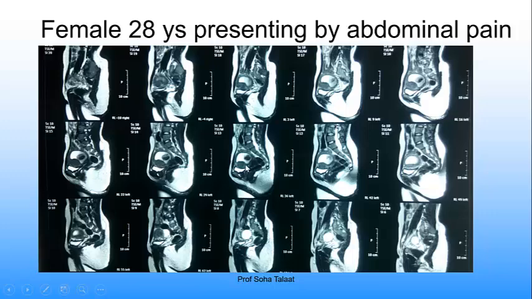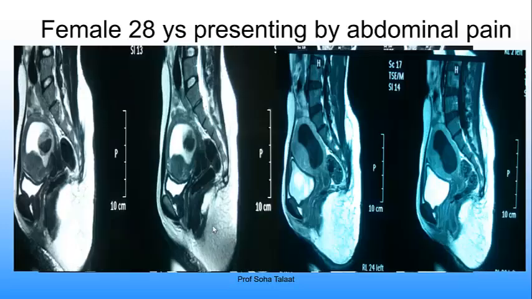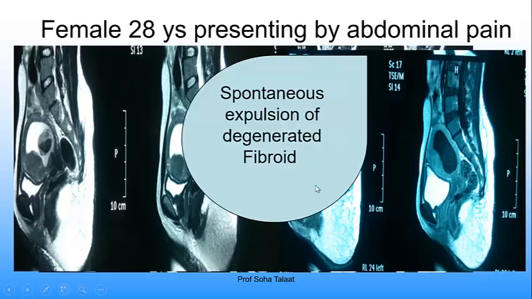There is a myoma in the anterior wall here. We couldn't say what this is. We said that there is an intracavitary complex cystic lesion. We could not say that it is retained products of conception or whatever because there is no history of pregnancy. And then the patient solved the problem here. This is the cystic and echogenic-like structure here, hyperintense structure here, and the cervix is normal. And then the patient solved the problem by spontaneous expulsion of a degenerated fibroid.